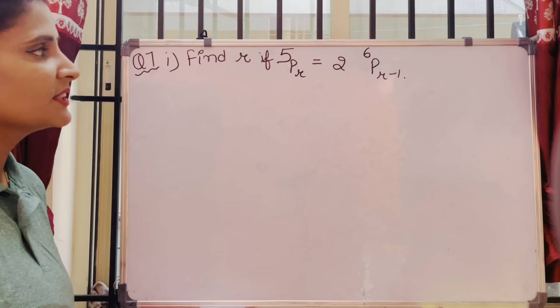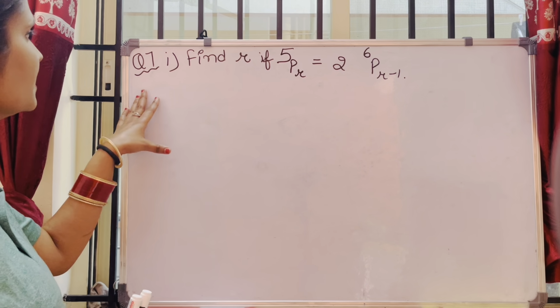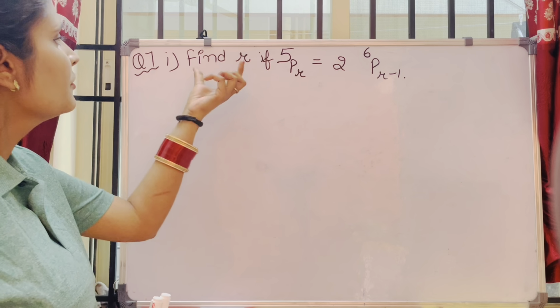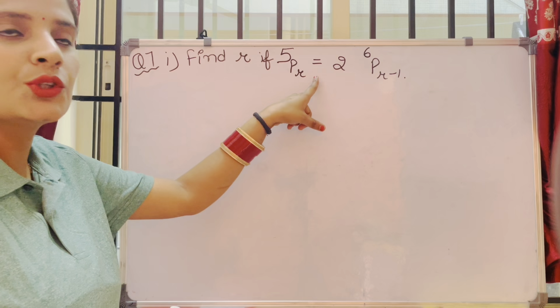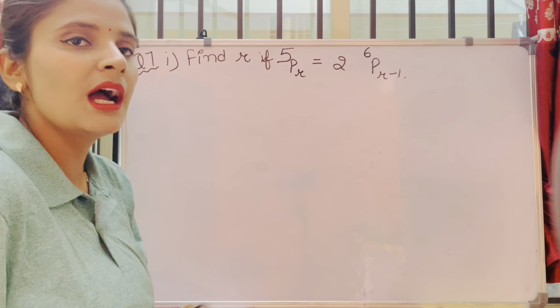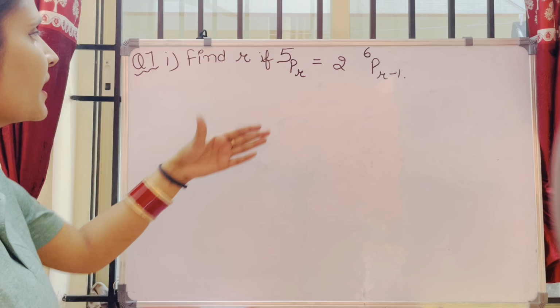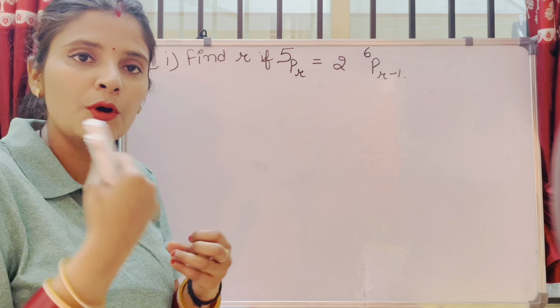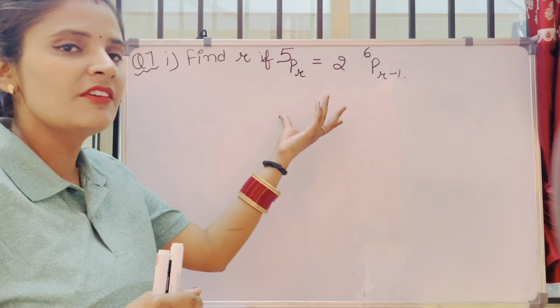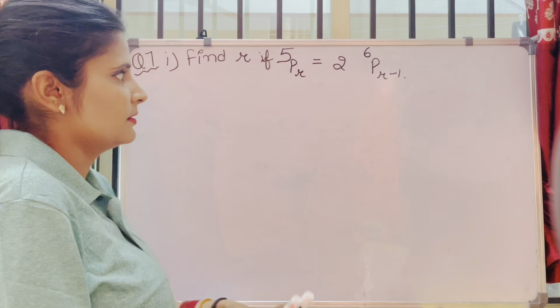So our next question is question number 7. The first part is: find the value of r if 5Pr is equal to 2 into 6P(r minus 1). So again this is a very easy question. Again we will put the values. We know the formula of nPr, and we put the values of n and r.